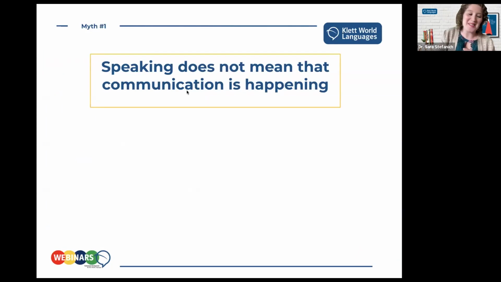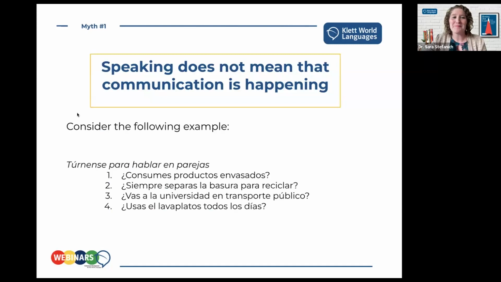The other part with this myth is that speaking does not necessarily mean that communication is taking place. Just because words are coming out of our students' mouths doesn't mean that they're having any communication. So I've got a couple of examples to illustrate. Here's the first one, and I just made this up, so it does not exist anywhere, but this is definitely a type of activity that I myself have done in the classroom several times, always with the best of intentions. It says, get in pairs, take turns, and answer and ask these questions, basically.